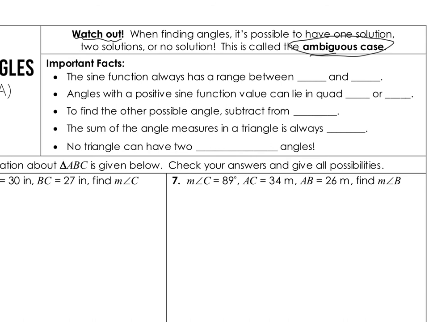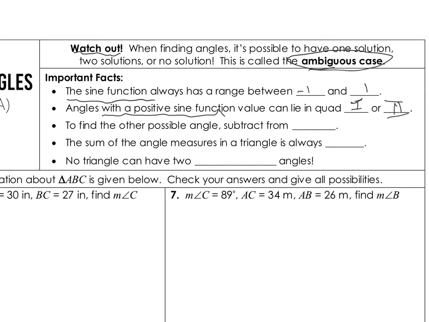I may have mentioned this before, but the sine function and the cosine function always have to be between negative 1 and 1. This is an important fact. Angles with a positive sine can end up in, we've talked about that before, quadrant 1, because all can be positive. Students is in quadrant 2, so they can be positive in quadrant 1 and 2. To find the other possible angles, we can subtract from 180 degrees.